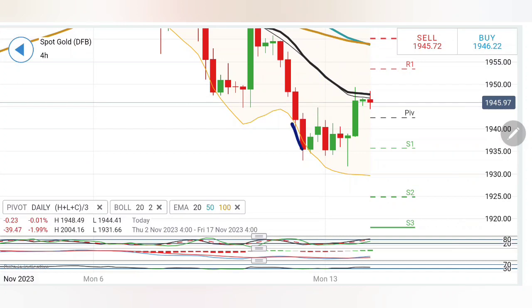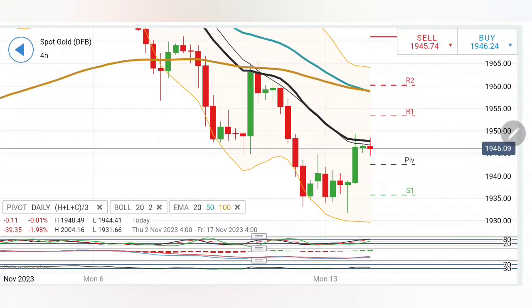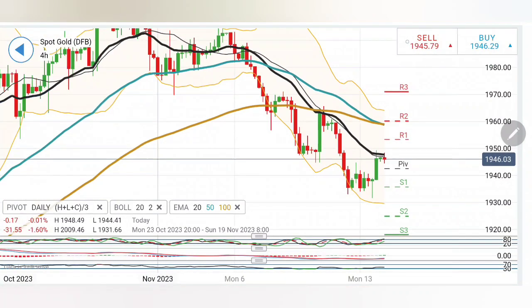Also, if you notice, it has just achieved the 20 period moving average here, and this is a bearish sign. Also look at the moving averages crossover. This is a bearish sign as well. Now the 50 and 100 are also on the verge of a crossover at 1960, again a bearish sign.